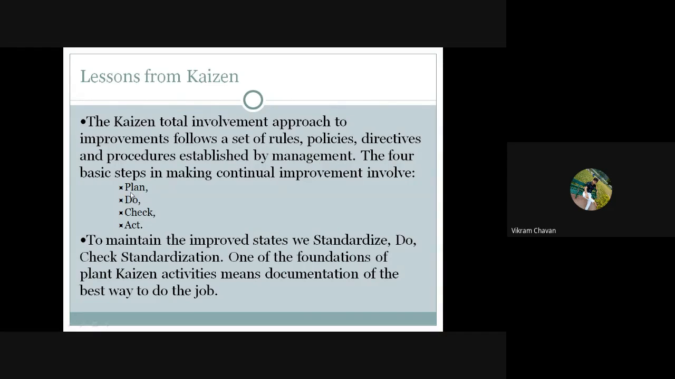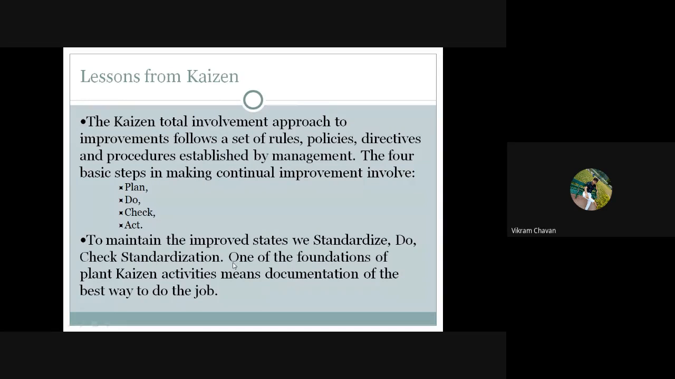Plan to change the things, then do the changes, check whether it is performing good, and implement those changes on a continuous basis. That is nothing but plan, do, check. And to maintain the improved states, we standardize.